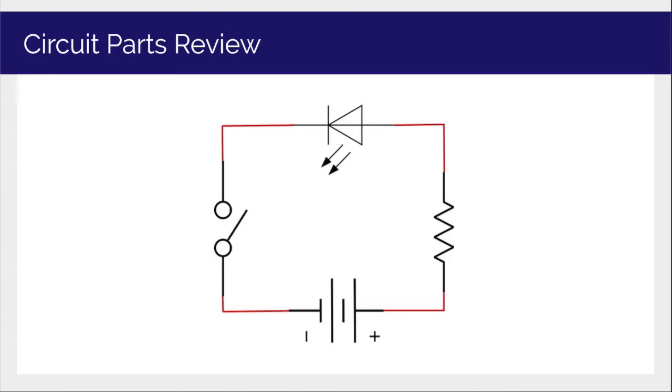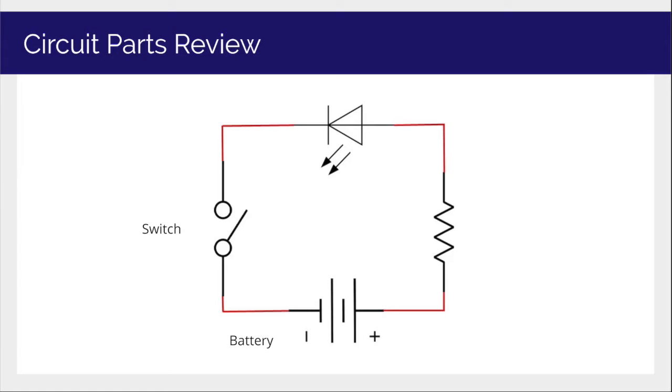This is a basic diagram of a circuit. First we have the battery, which provides power for the entire circuit, or electricity. Then we have a switch. This is kind of like a door or a latch or something. And basically it controls whether power is flowing through the circuit.